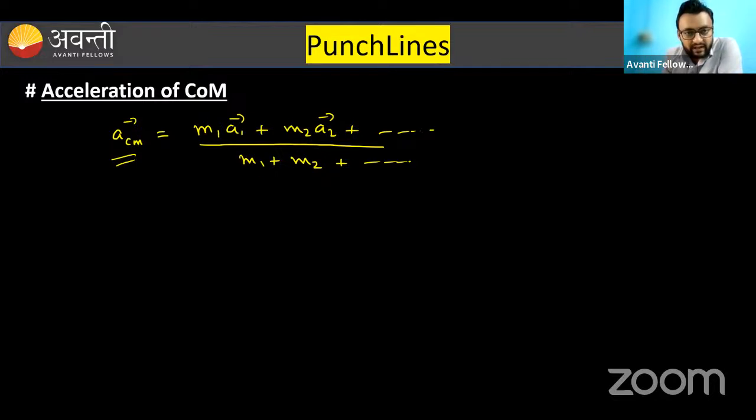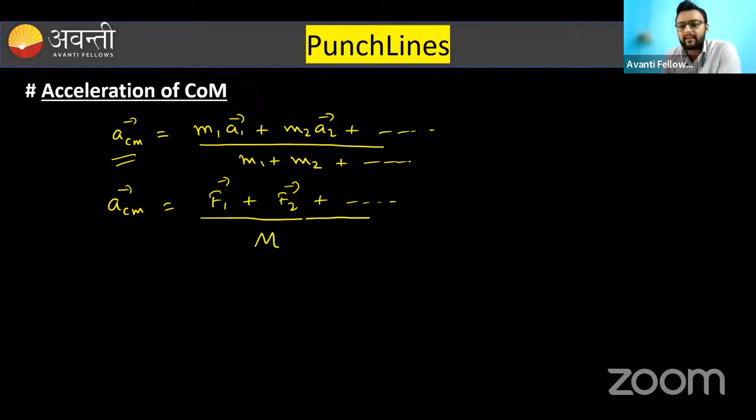Do you know Newton's second law? F is equal to mass into acceleration. Can anyone agree with me that this is F1, this is F2, the force on the second particle, F1 plus F2 plus so on. Very good. Divided by, again, everyone will say M1 plus M2 plus so on. Can you write it as total mass? Is it clear now?